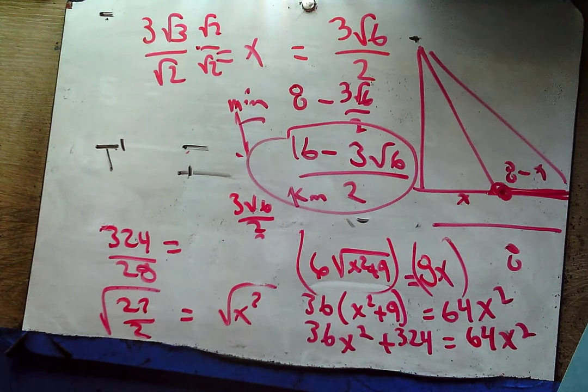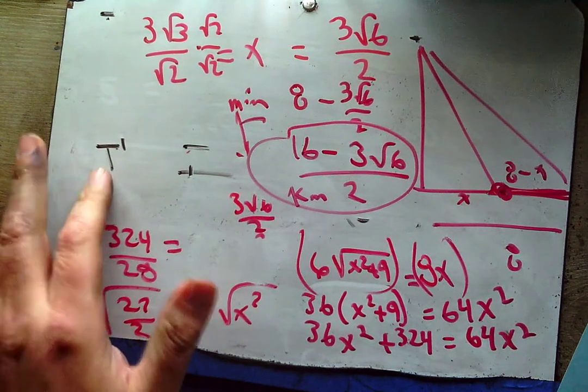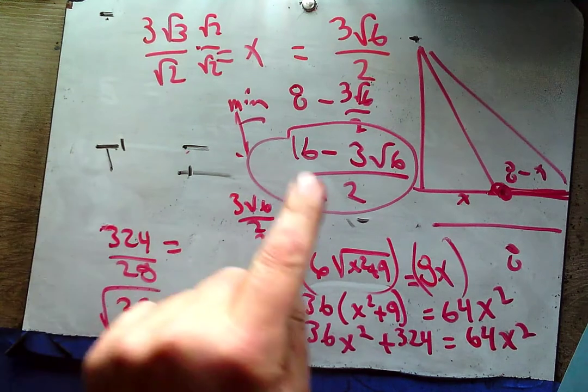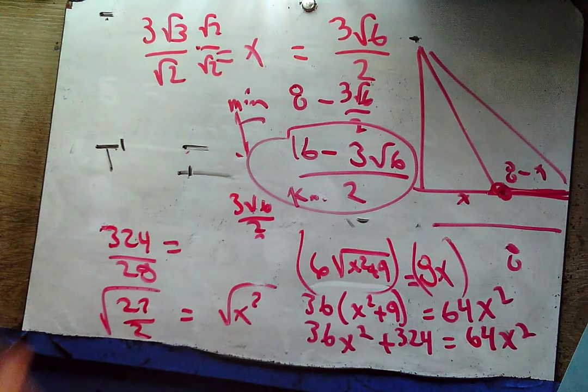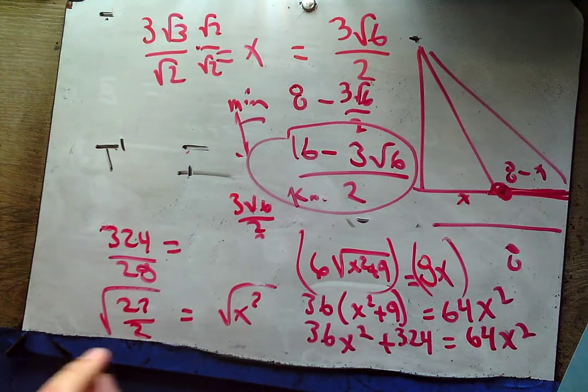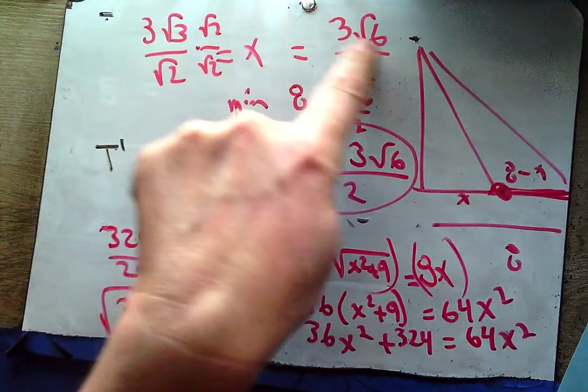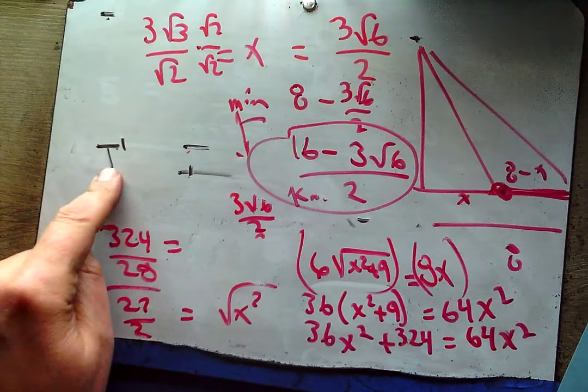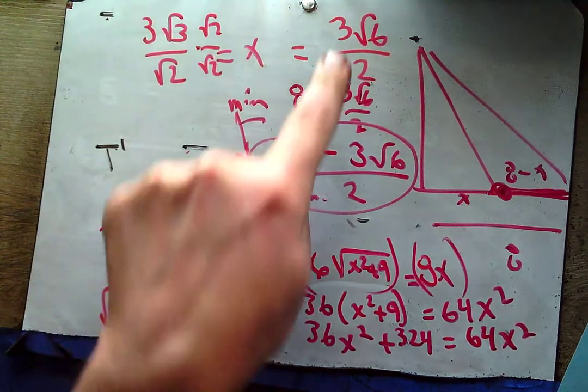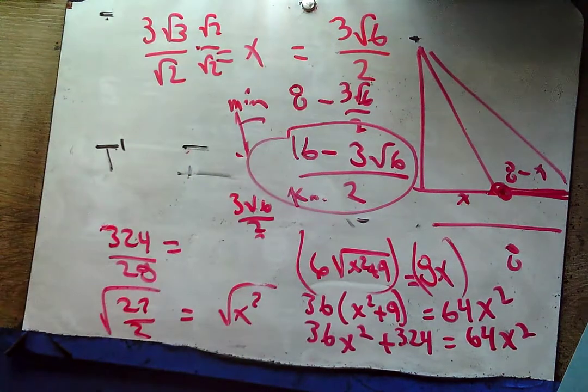Remember, you need to say that time is minimized when Elvis runs this far down the beach because to the left of x equals, what was our x? Here. To the left of x equals 3 root 6 over 2, t prime is less than 0, and to the right of x equals 3 root 6 over 2, t prime is greater than 0.